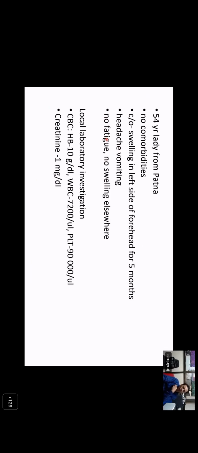We had a 54-year-old lady from Patna. She had no comorbidities. She had swelling on the left side of the forehead for the last 5 months. There was some history of headache and vomiting, but no fatigue, no swelling elsewhere. Only one swelling.